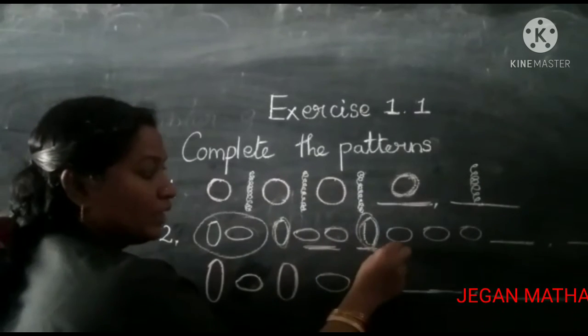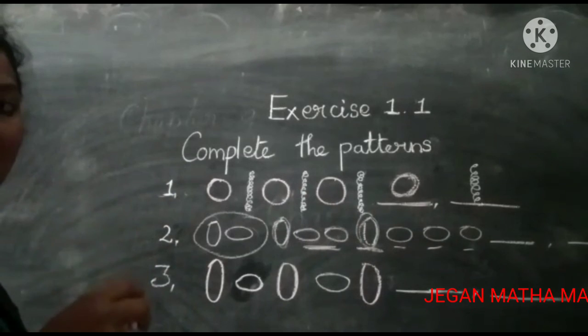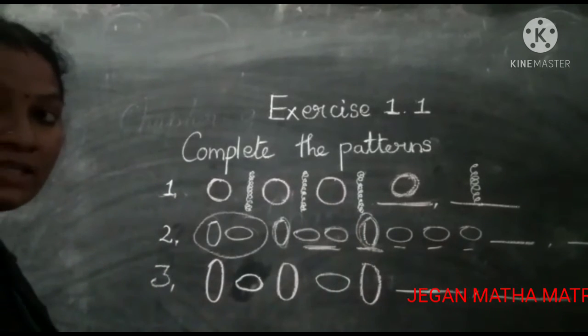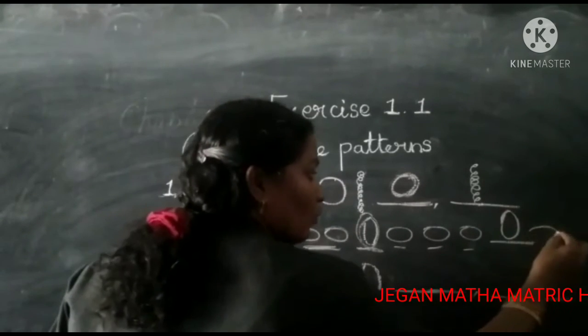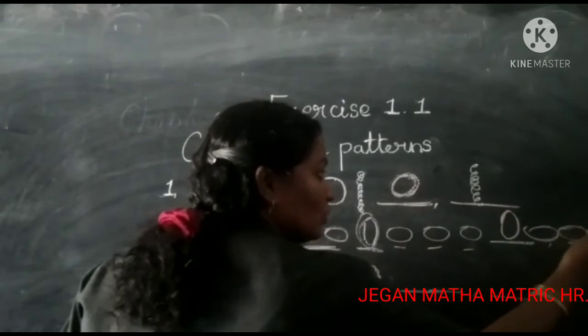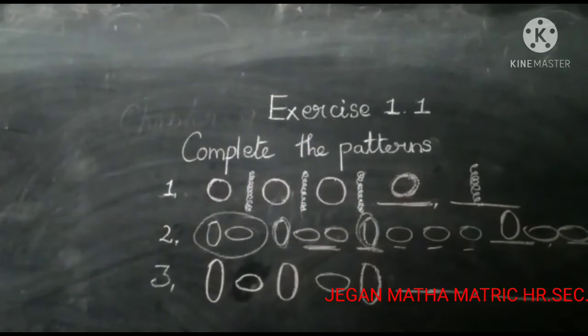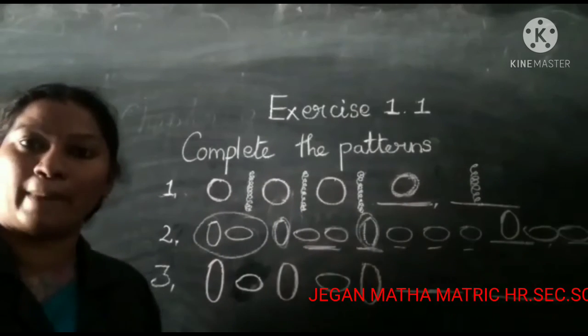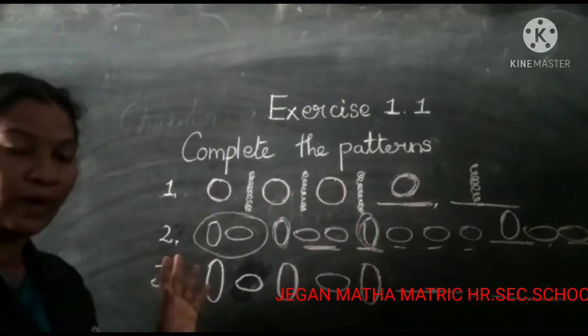Straight one, right side 3. So it is an increasing pattern. What comes next? Same thing. Straight 1, 2, 3, 4. That's all. This is called an increasing pattern. Let's see the next one.